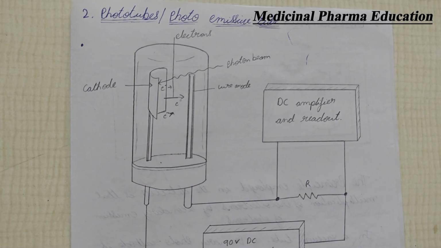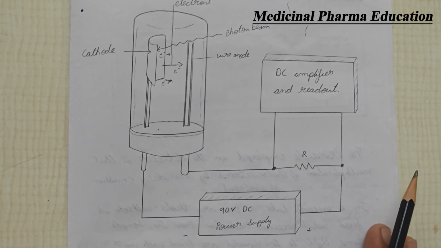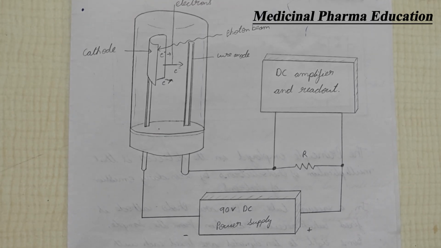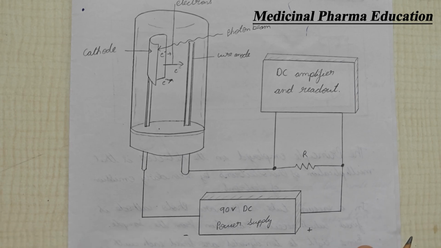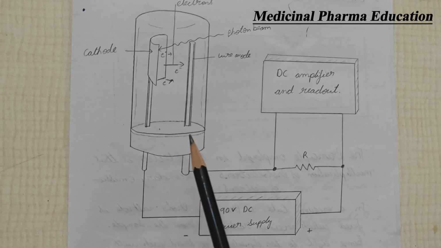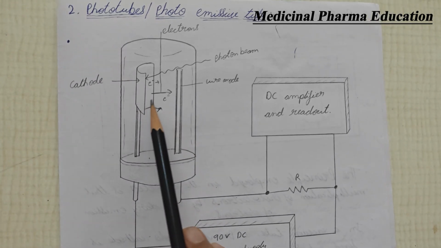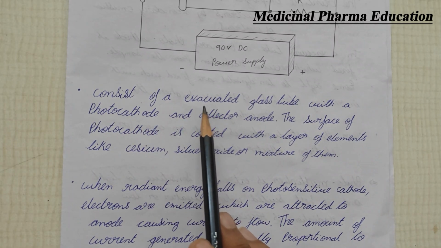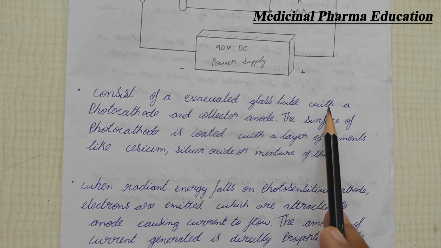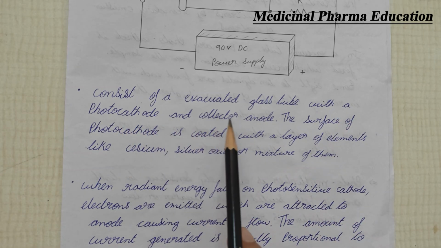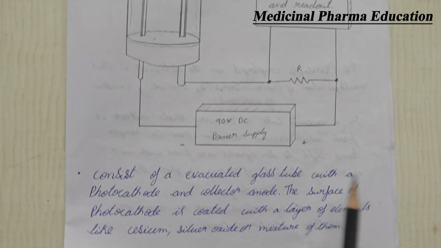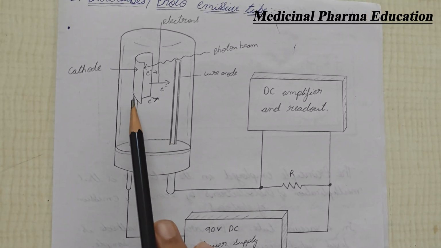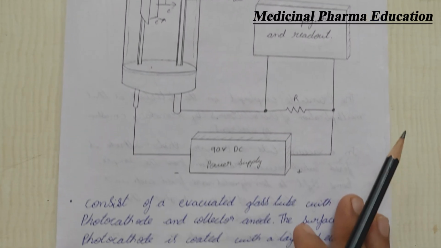Next, the phototube or photoemission tube. It is also a very basic thing. I'll explain the diagram. You can easily understand this mechanism. Firstly, we have a cathode. Let's discuss the sentences I have written: it consists of an evacuated glass tube with a photocathode and a collector anode. It contains a photocathode and an anode.